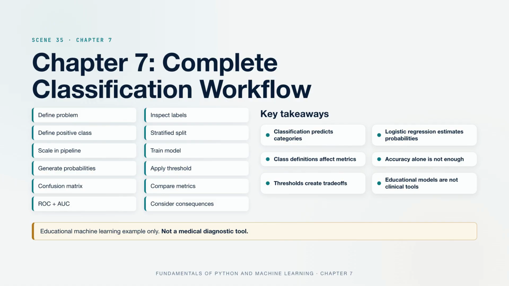Class definitions, probability thresholds, class balance, error consequences, data quality, and intended use all affect how a model should be evaluated. The medical dataset in this chapter is an educational case study. It does not make our model suitable for diagnosis or healthcare decisions.